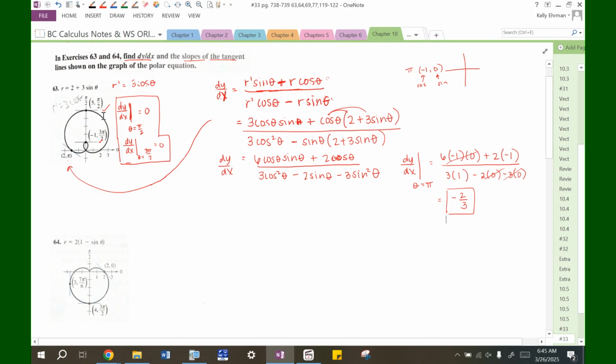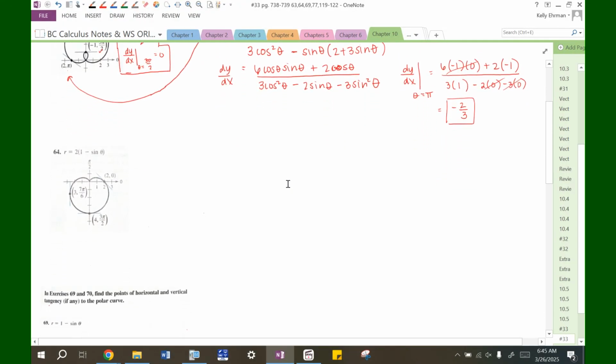And again, if I wasn't sure on these zeros, if I plug in pi over 2, at pi over 2, cosine is 0 and sine is 1. So it looks like you will get 0 if you plug that into this formula here. 0, 0.